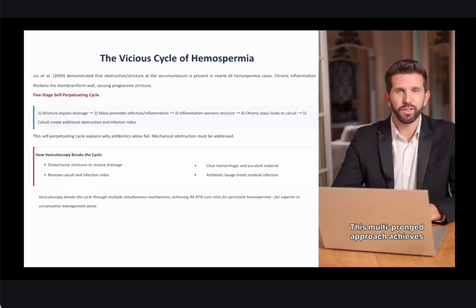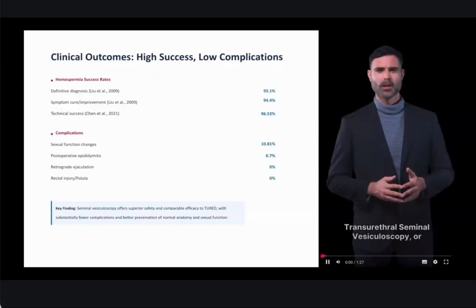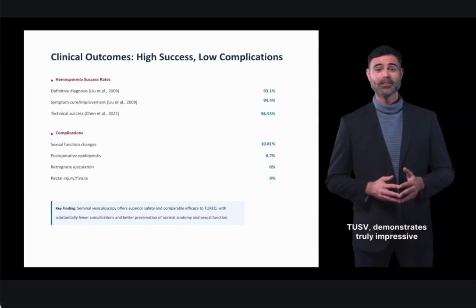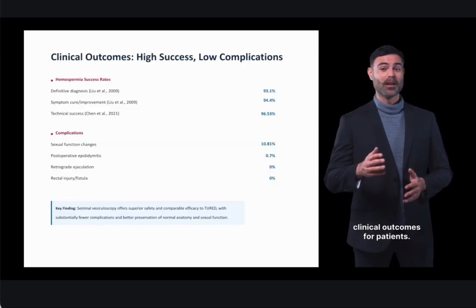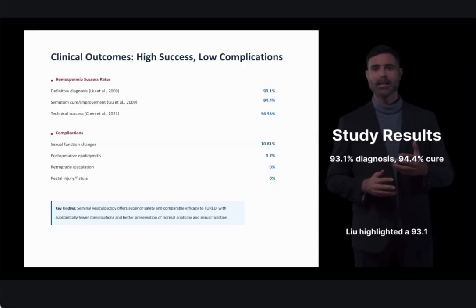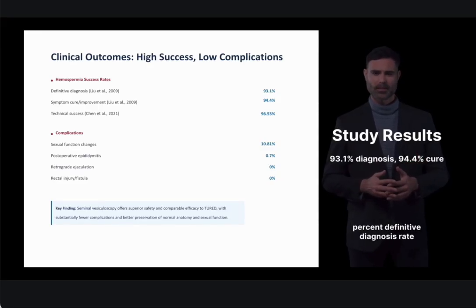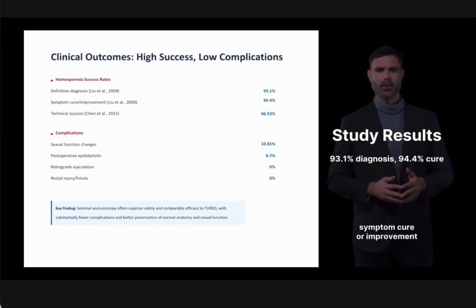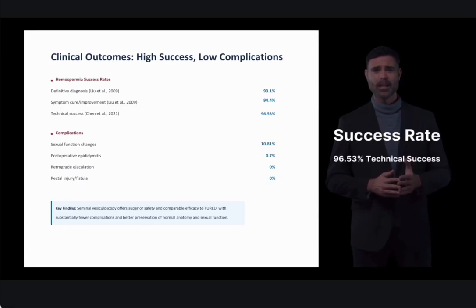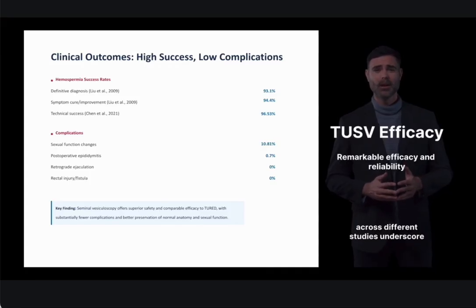This multi-pronged approach achieves remarkable 94 to 97% cure rates for persistent hemospermia, which is far superior to conservative management alone. Transurethral seminal vesiculoscopy, or TUSV, demonstrates truly impressive clinical outcomes for patients. A 2009 study by Liu highlighted a 93.1% definitive diagnosis rate and a 94.4% symptom cure or improvement rate. Further reinforcing these findings, Chen's 2021 multi-center series involving 144 patients achieved an outstanding 96.53% technical success rate. These consistently high percentages across different studies underscore the remarkable efficacy and reliability of TUSV.